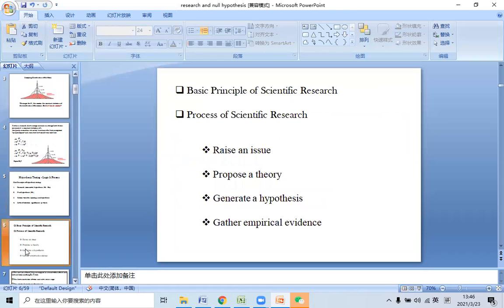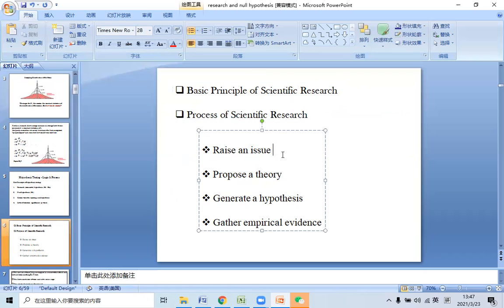Let's look at an example. Examples will be easier to understand. Let's look at the basic principle of research, the process of scientific research. And first, you need to have a research issue. Whatever research you are doing, you need to start with a research issue. That is a question you are trying to answer. And then you need to propose a theory. A theory is a tentative answer to the question you are asking.